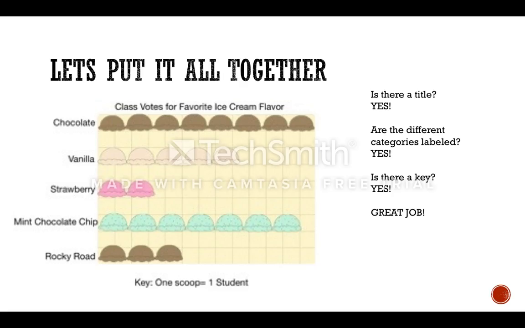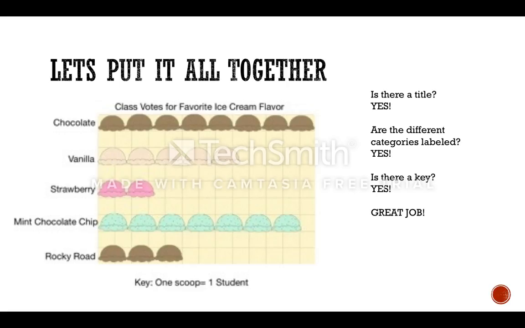Okay, so let's put it all together. So we have class votes for favorite ice cream flavor. As you can see across the top, we have chocolate, vanilla, strawberry, which is in the pink, mint chocolate chip, my favorite, the green, and then Rocky Road.